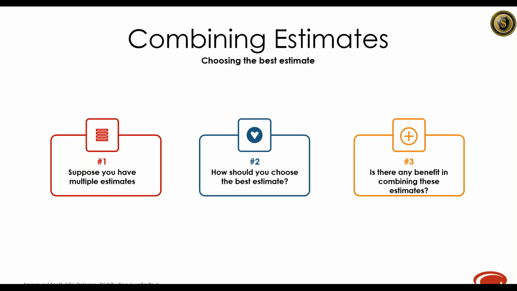Okay, so combining estimates, choosing the best estimate. Suppose that you have multiple estimates. How would you pick the best estimate? And is there any benefit in combining these estimates? That's one of the things we'll talk about. And in statistics and machine learning, this is called an ensemble approach.